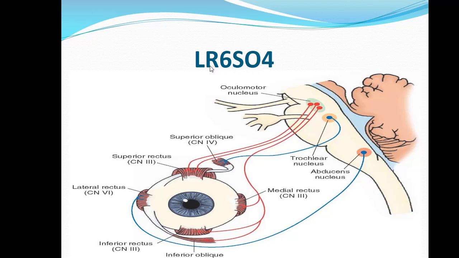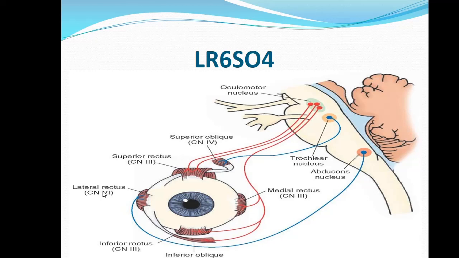LR means lateral rectus muscle. So the lateral rectus muscle is innervated by the sixth cranial nerve, which is the abducent nerve. Then there is SO4. SO4 means the superior oblique muscle is innervated by the fourth cranial nerve, which is the trochlear nerve.